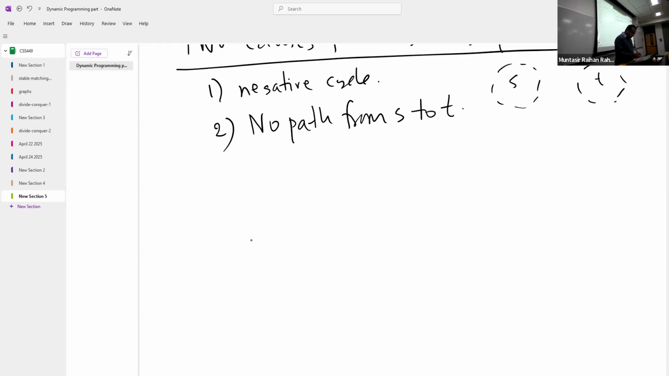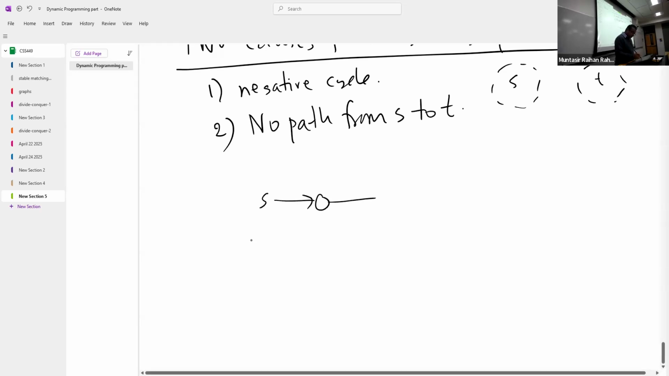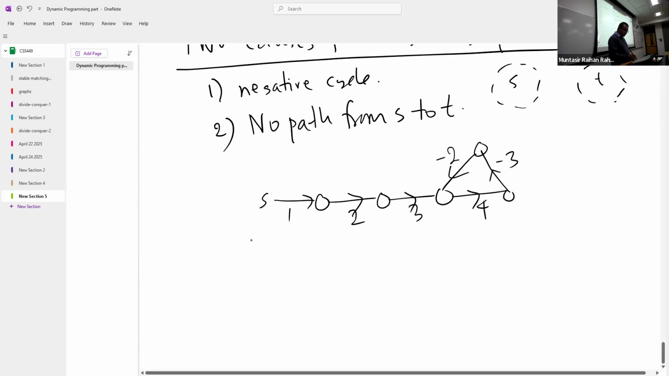Exactly. So if I have S going to some vertex like this, and then I say the weights are 1, 2, 3, 4, minus 3, minus 2, and this is the direction, then the total weight on the cycle is 4 minus 6, equal to minus 2.